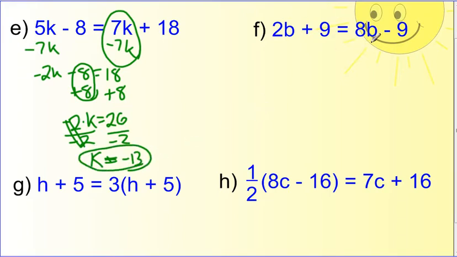Letter F. There's no parentheses. There's no like terms on either side. I do have the same variable on both sides, so I get rid of this one. 8 minus 8 is 0. 2 minus 8 is negative 6.